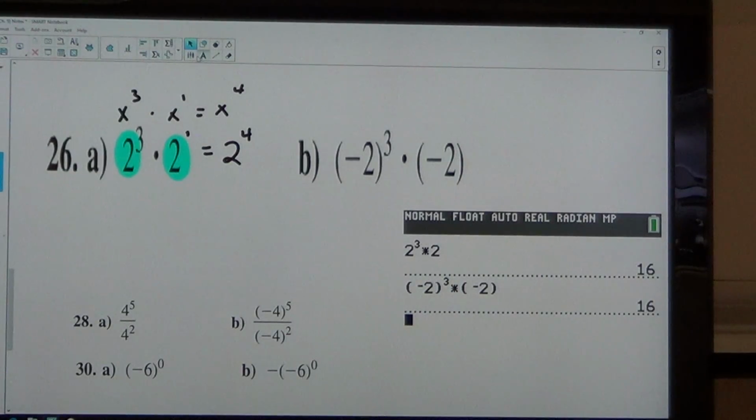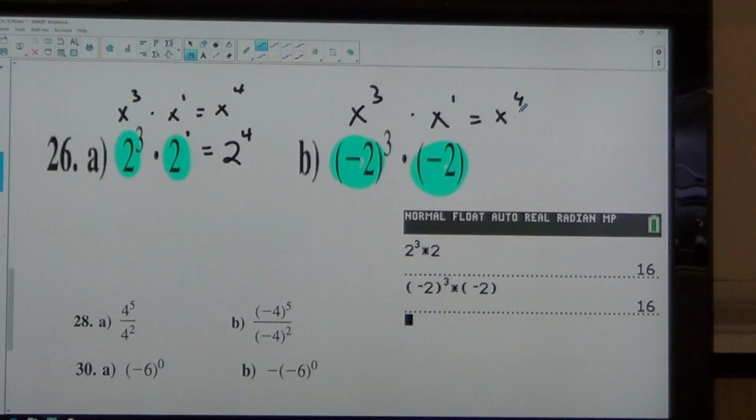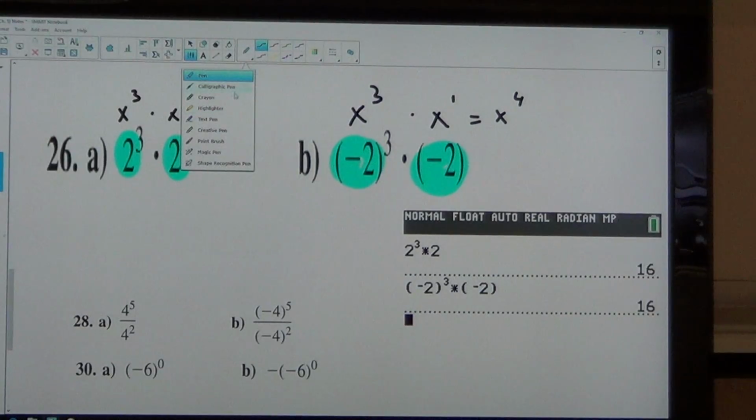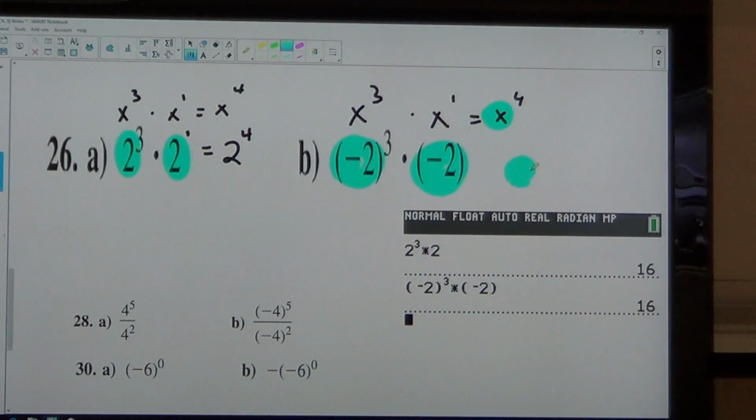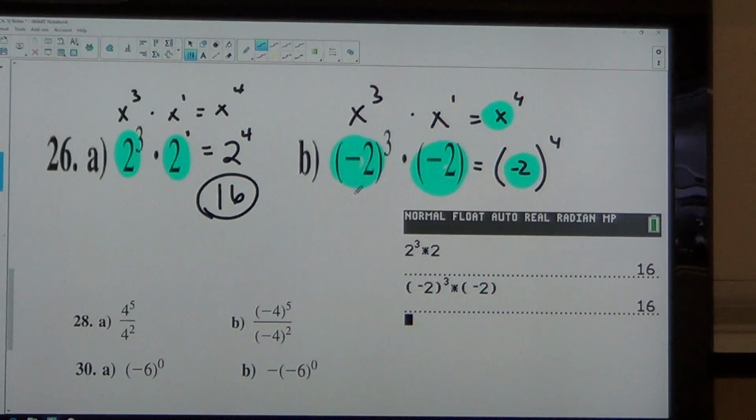Now, if I did this one the rule way, see how my bases are the same? It would be x to the third times x to the first, which is still x to the fourth, but pay attention to what my base was this time. What was my base? 2. What was my base in this part B? Oh, parentheses -2. So this one's going to be 16, and if I did -2 in parentheses to the fourth, that would also give me 16.